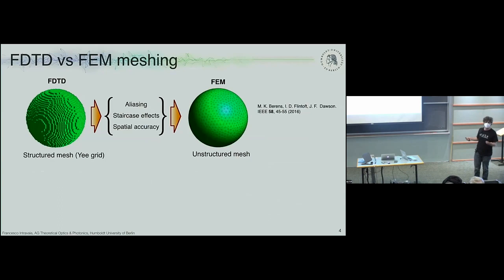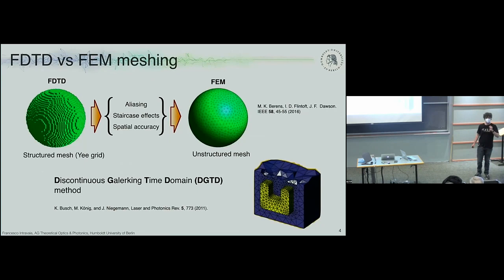There are other codes which belong to the finite element method family, which allow the use of other forms of meshing, like unstructured meshing. One that is very useful is the so-called discontinuous Galerkin time domain method. This is what Bettina was telling you about in her poster presentation. The discontinuous Galerkin time domain method is very efficient, especially from the point of view of memory.